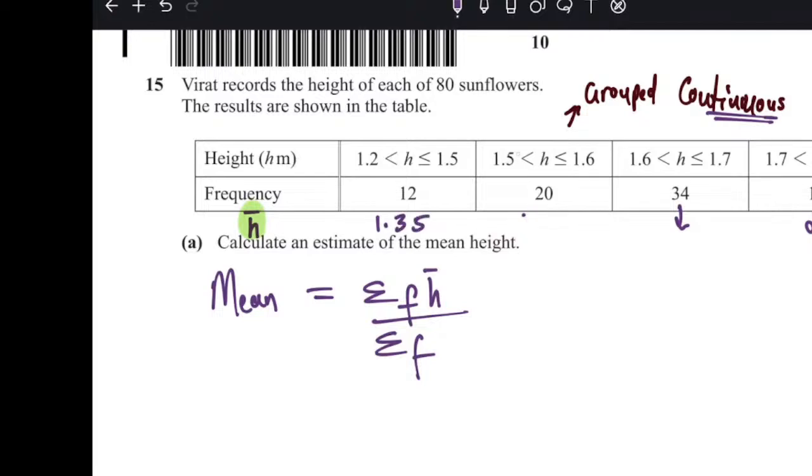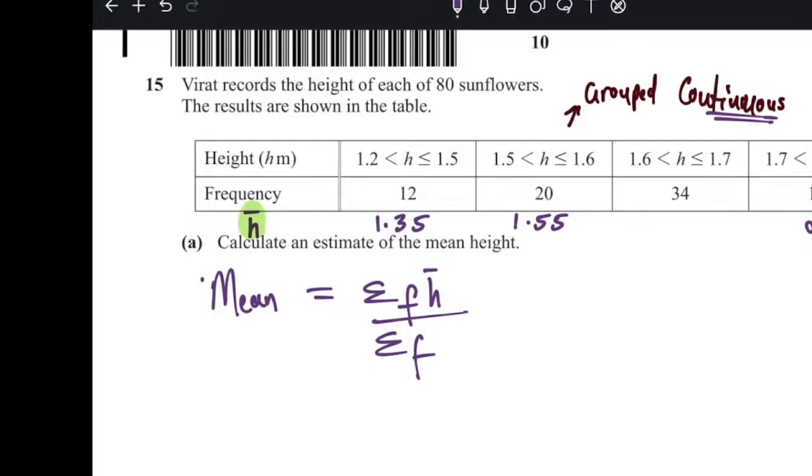Now you go for the next one. Add them. 1.5 plus 1.6. What do you get? 3.1. Say divided by 2. 1.55. Don't be lazy. Add first and say equal to, get an answer. Then say divided by 2. That's a midpoint.